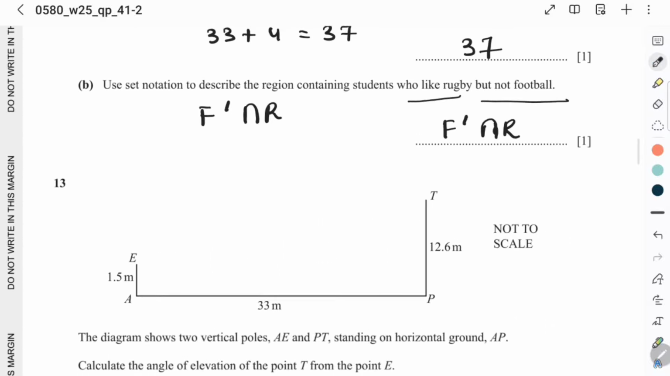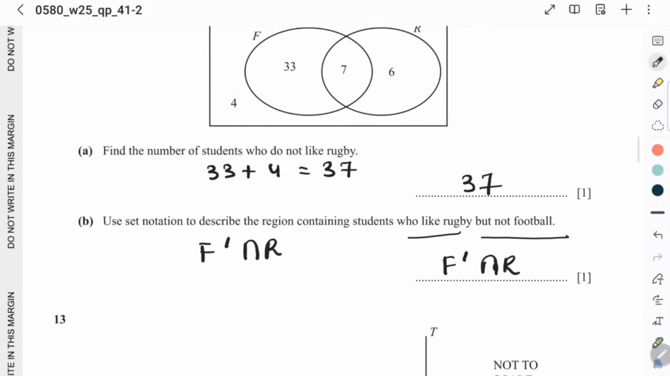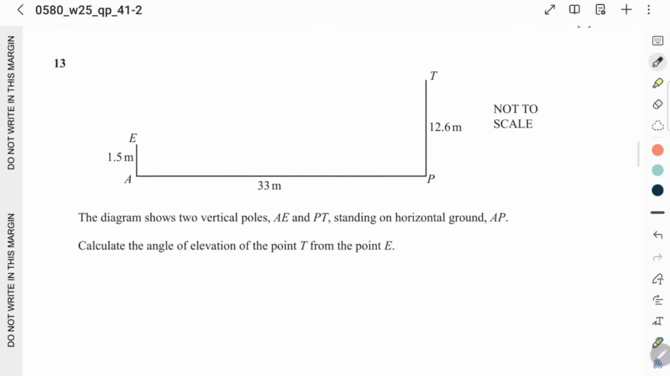Alright, so F complement intersection R means only rugby. Okay, so 13 question is there.